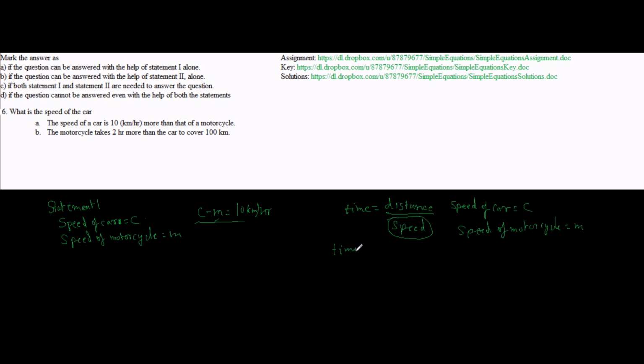Now the distance they have given is 100 kilometers. So time taken for car is 100 kilometer, that is the distance, upon speed, that is c, and time for motorcycle is also 100 by m. They have said the motorcycle takes 2 hours more than car to cover 100 kilometer. That means time of motorcycle, that is 100 by m, minus time of car is 2, because motorcycle takes 2 hours more, right?